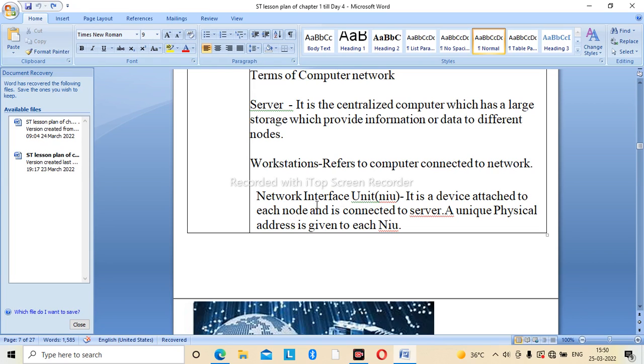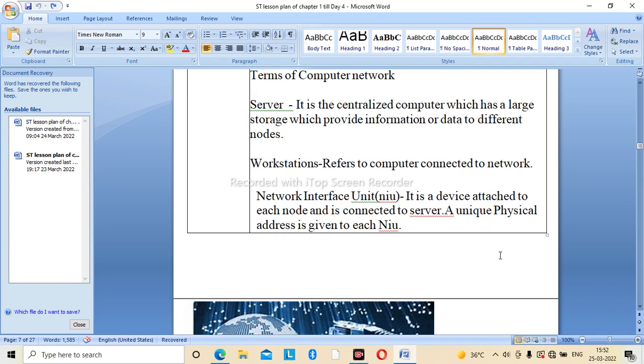Now there is a concept of NIU, that is network interface unit. What is a network interface unit? It is a device attached to each node and is connected to the server. एक डिवाइस होता है जो हर नोड से कनेक्टेड होता है which is connected to server. So NIU, the network interface unit, is a device attached to each node and is connected to the server. A unique physical address is given to each NIU. That is NIU.